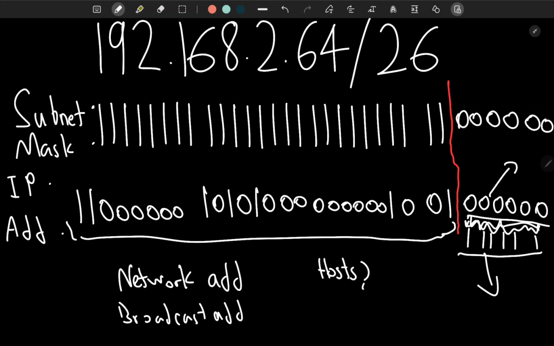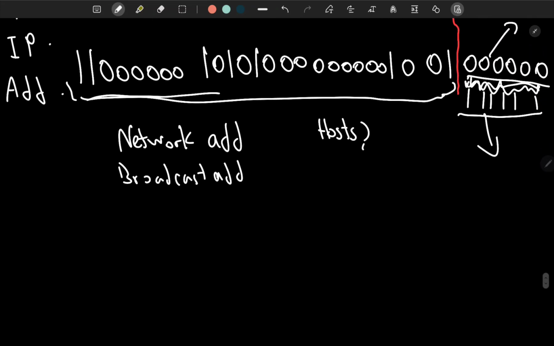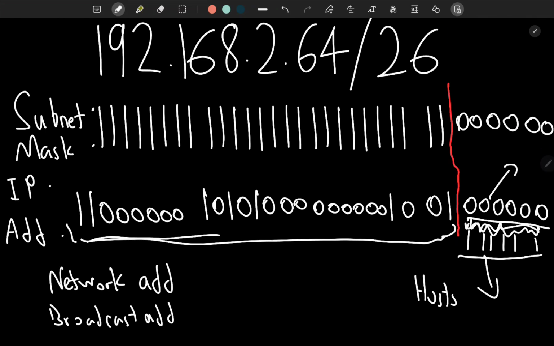So we know the network address, which is this part over here. It's all the zeros, the first IP. We can write it again in decimal format because this part is going to be too long. It's going to be 192 because this part is all fixed. So let's just write that first: 192.168.2.64. So 01 and all zeros.